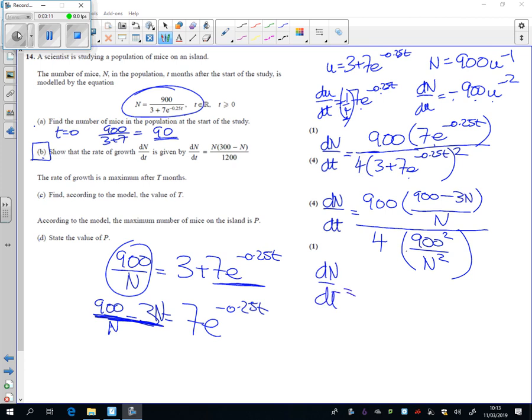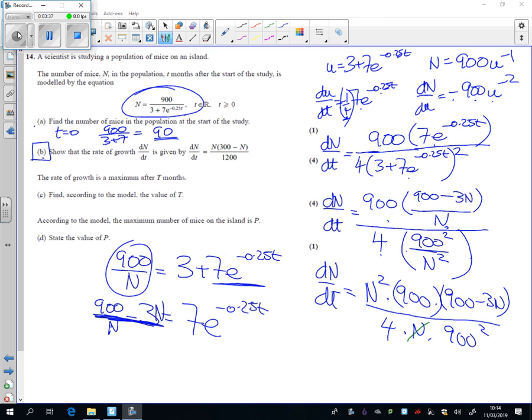Let's see what we want to do. We're dividing by a fraction here, so this is times by this fraction upside down. So I've got the n squared on the top. I've got the 900 from here, and I've got a 900 minus 3n there. On the bottom, I've got the 4, I've got this n here, and I've got this 900 squared. And now things can cancel. I'm going to cancel that n with the squared. I'm going to cancel that 900 with a 900 there. I'm going to take out a factor of 3 here.